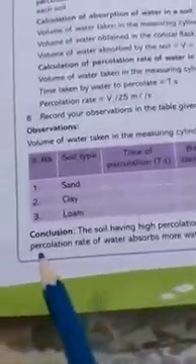Calculation: the soil having a high percolation rate absorbs less water, and the soil having a low percolation rate absorbs more water. Dear students, hope you understood percolation rate and how we calculate the percolation rate.